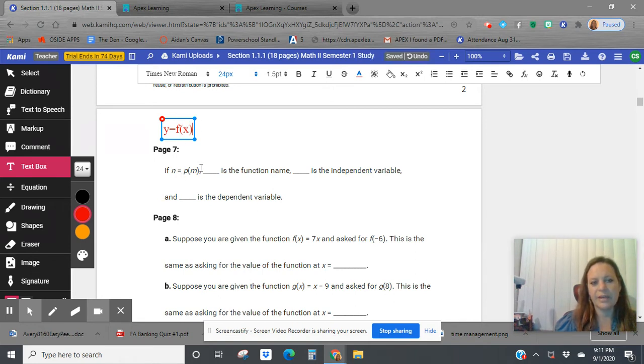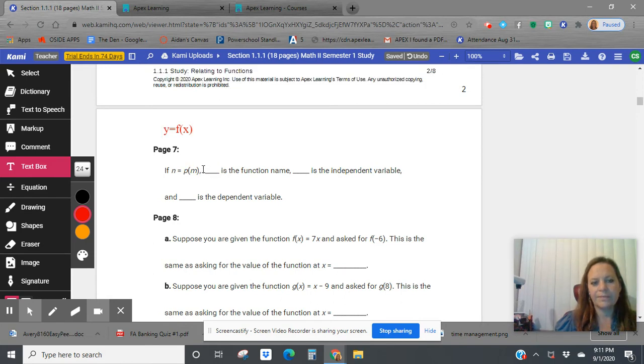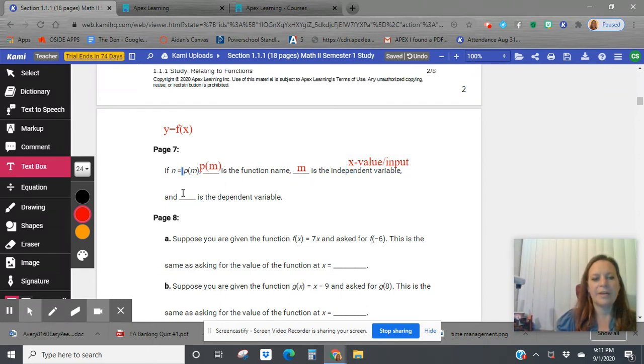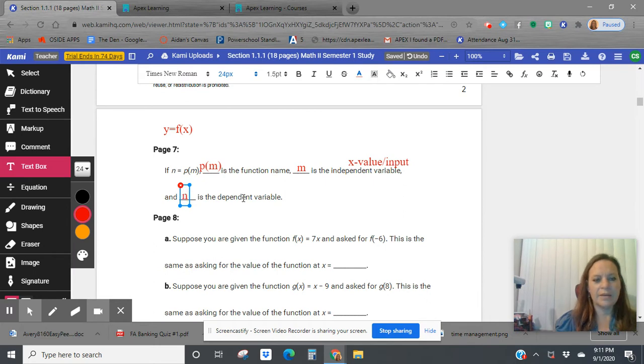So now let's look at these different letters. So that would mean that p of m is the function name, and that would mean that m is the independent variable. Remember that the independent variable is your x value or input. Getting used to this new vocabulary. And that would mean that n is your dependent variable, or your y value or output.